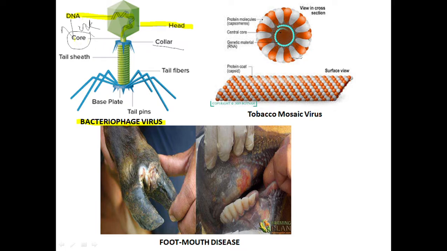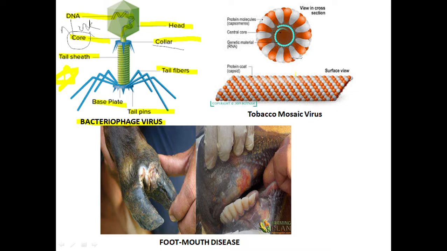We call it a core. We call it a collar. This is the neck region. It's a core. And this is a tail sheet. The tail is covered by a sheet cover, that is the tail sheet. These are the tail fibers. Now you can see the blue thing. This is the base plate and tail pins. So this is the basic structure of the bacteriophage virus. To remember, please, this thing is very important.